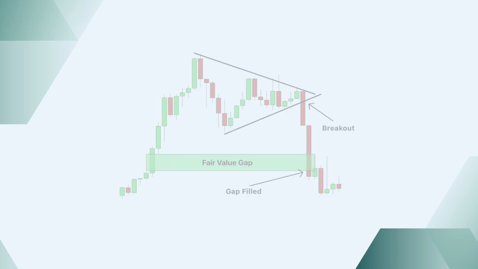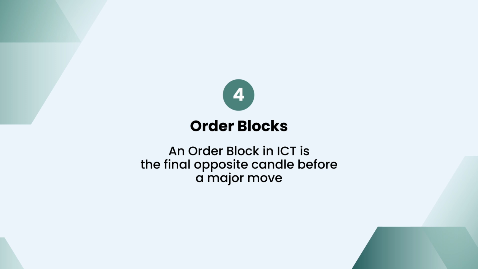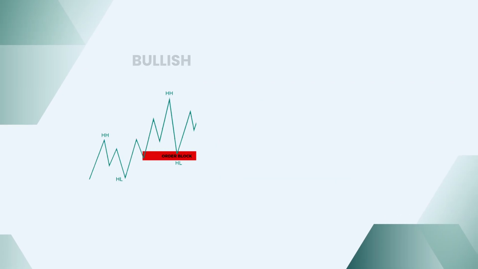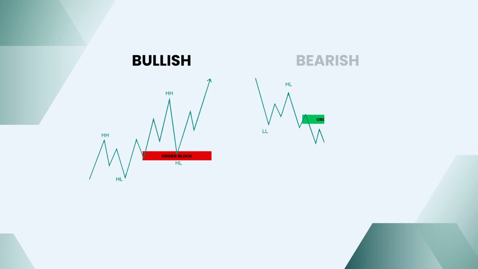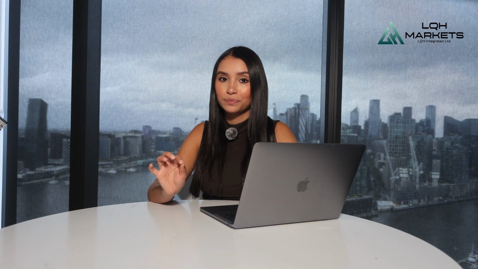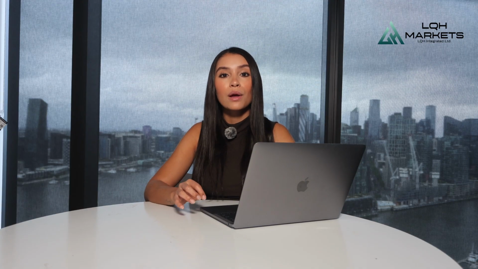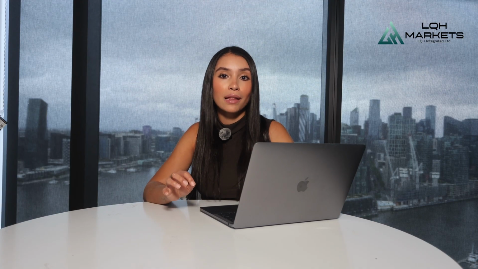The number 4 is order blocks. An order block in ICT is the final opposite candle before a major move. It represents the last place where institutions accumulated orders before driving price away. Order blocks serve as institutional footprints. They tell you where smart money entered and where they will likely defend their positions. Combined with fair value gaps, they form high-probability setups when price returns to rebalance those zones.